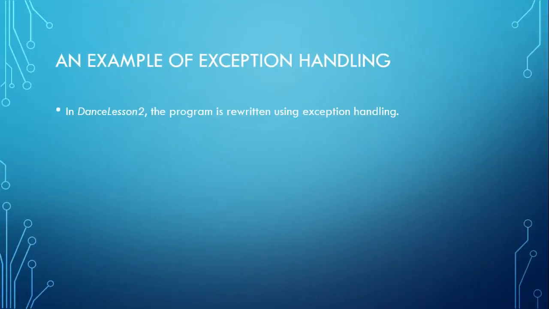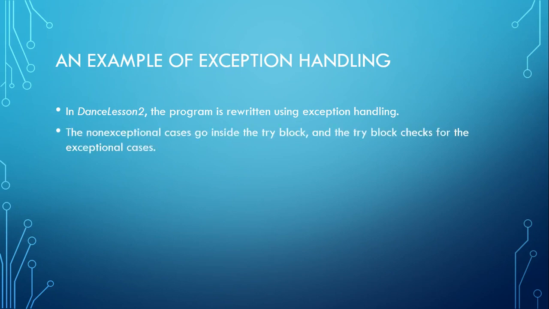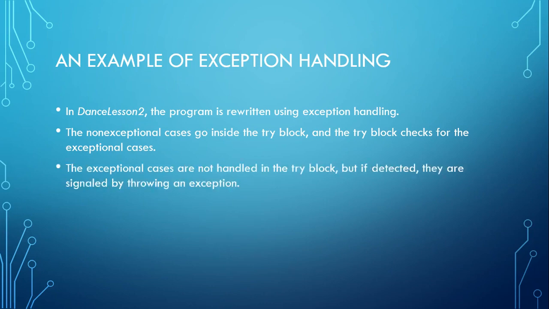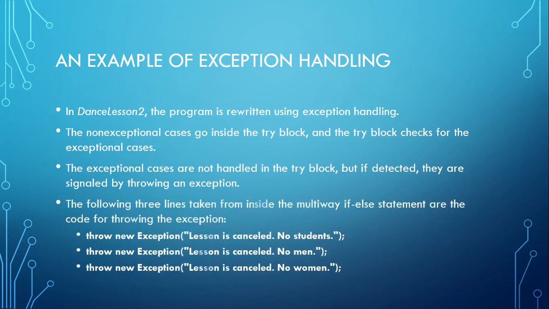Now, in our DanceLesson2, in the notes, you'll see that the program is rewritten using exception handling. Again, this is a very simple example, but it helps to demonstrate how exception handling can work. The non-exceptional cases go inside the try block, and the try block checks for the exceptional cases. The exceptional cases are not handled in the try block, but if detected, they're signaled by throwing an exception. The three lines taken from inside the multi-if-else statement that we had before are the code for throwing an exception. Throw a new exception, lesson is canceled, no students. Throw a new exception, lesson is canceled, no men. And throw a new exception, lesson is canceled, no women.